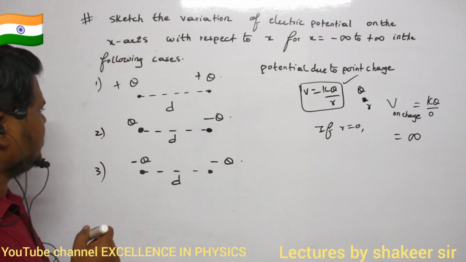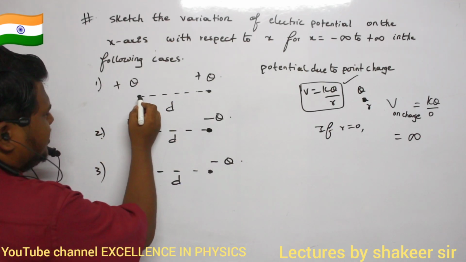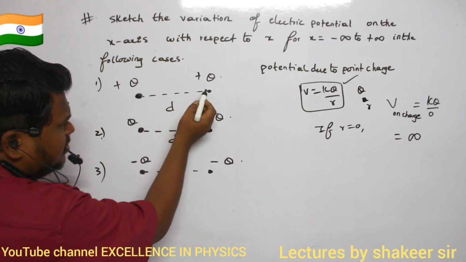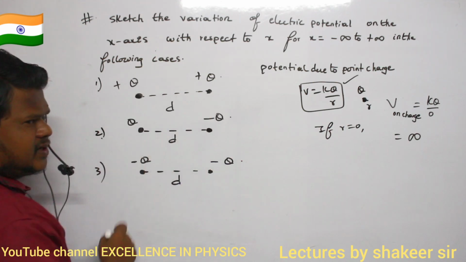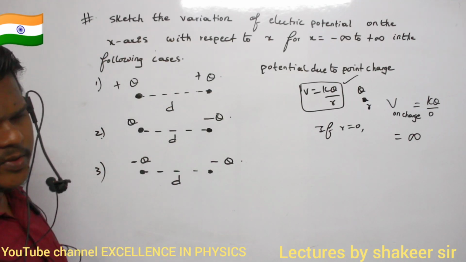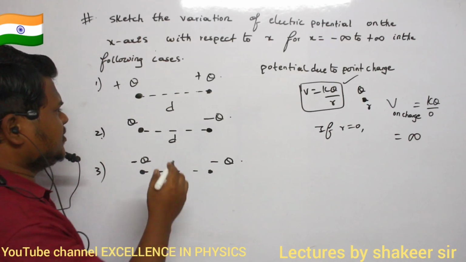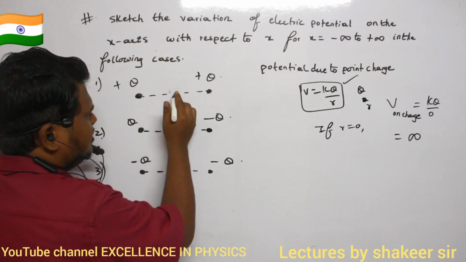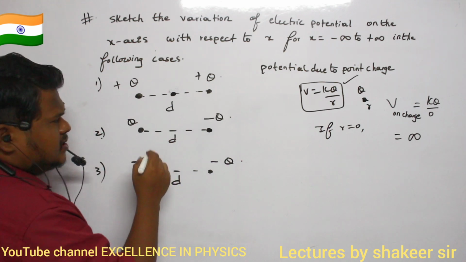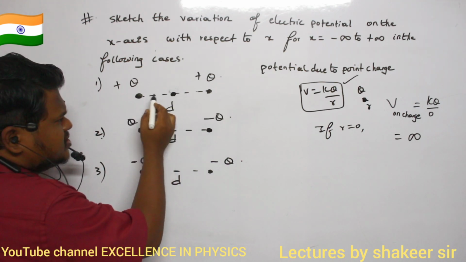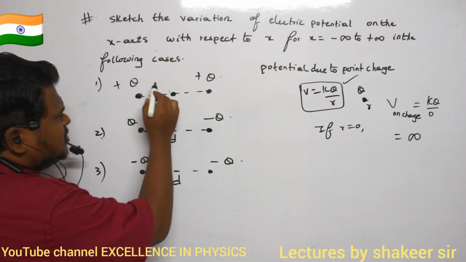Similarly, here the potential will be infinite, and here also the potential will be infinite only. In between both of them, how will the potential be changing? The potential will be minimum. For example, if you take any point at the center of these two charges, definitely there will be some potential here. So here the potential due to this charge will be how much?